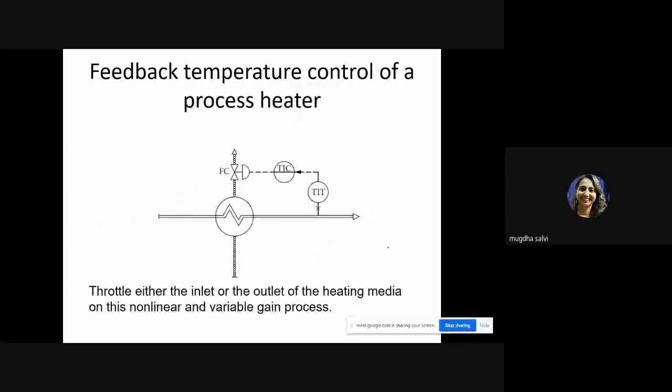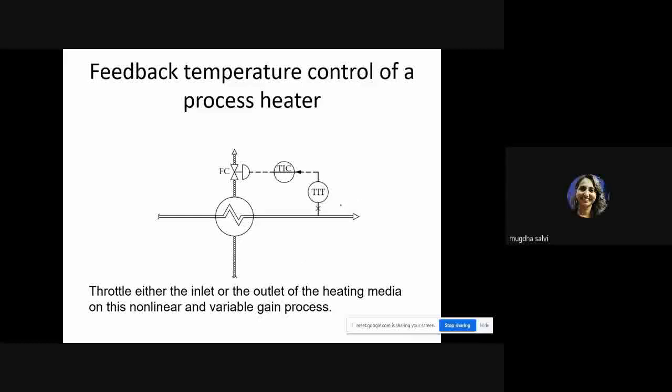Feedback temperature control of process heater. Now I want you all to tell me, or maybe just write it in your notebook, what is the manipulated variable here and what is the controlled variable here. If you have a doubt, ask me. What is the manipulated variable and what is the controlled variable here?